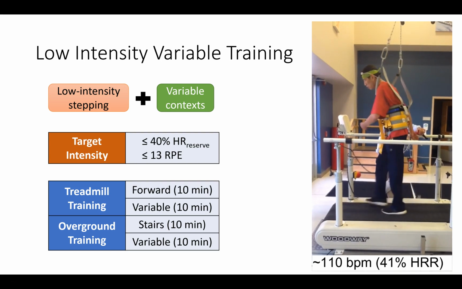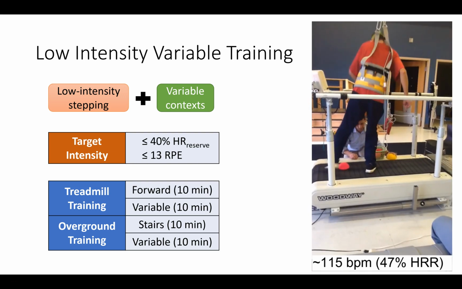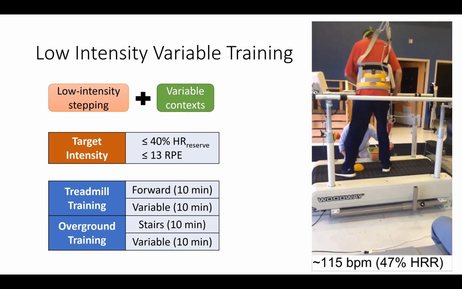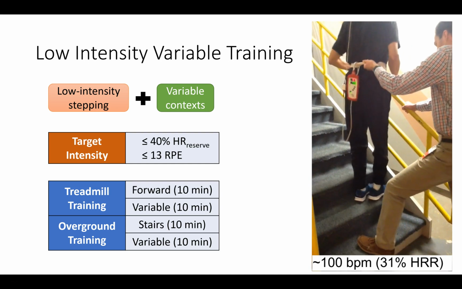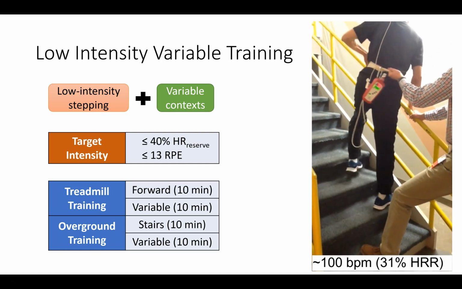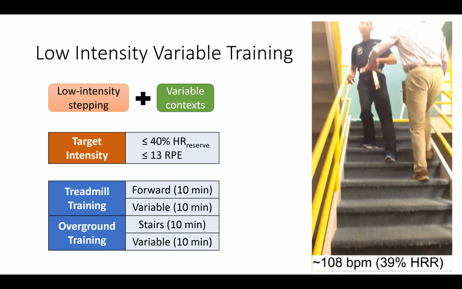So what that means is they're still spending 10 minutes working on forward treadmill training, 10 minutes doing variable tasks where we're targeting those biomechanical subcomponents. We're still trying to get them to make mistakes. We're still trying to have them do difficult tasks. The only thing that's different with this group is that the cardiovascular intensity of the task is much lower.